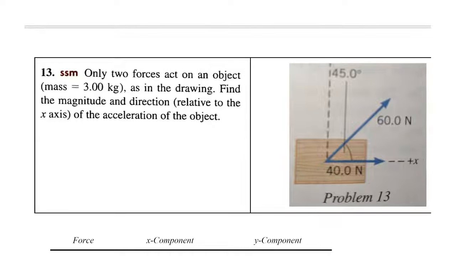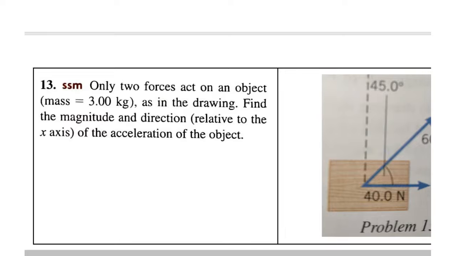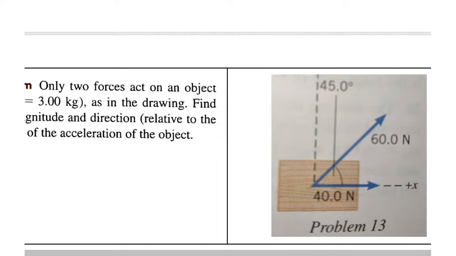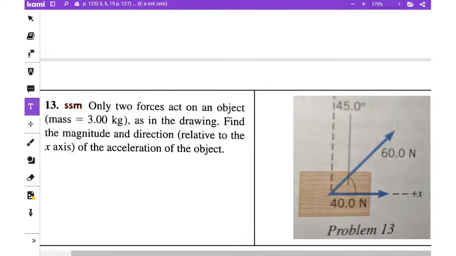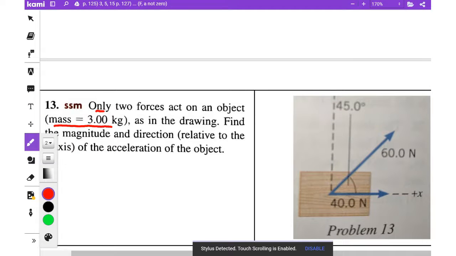I want to give you a little clarification on question 13 in tonight's homework that's in the textbook. You've got this box here, and they give you a picture of the box in problem 13. The box is 3 kilograms, and it says there are only 2 forces on it. The forces are shown in the picture, and they want you to find the acceleration.